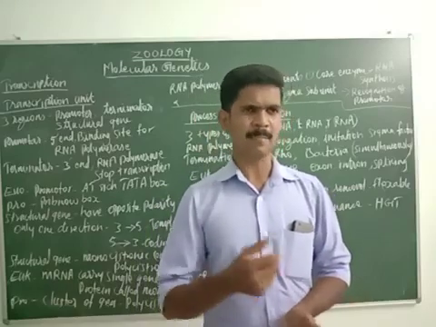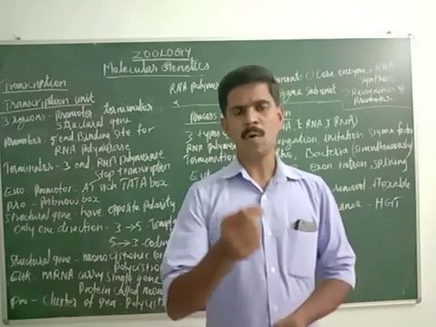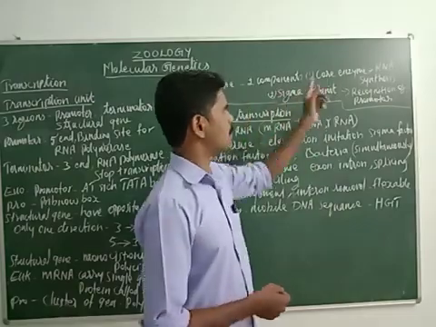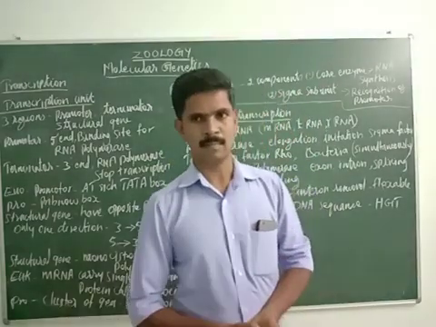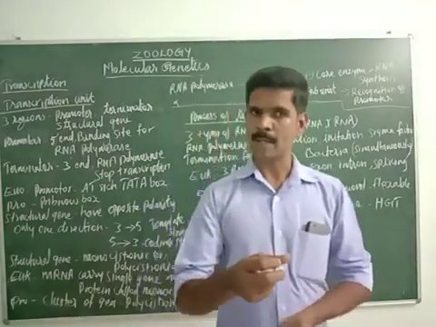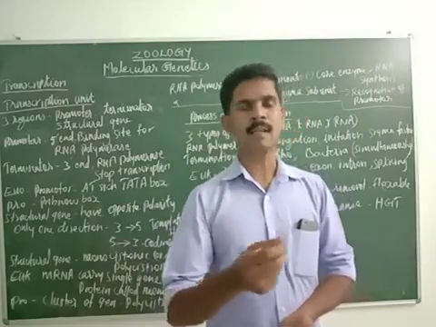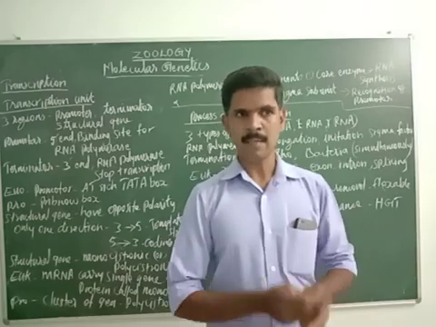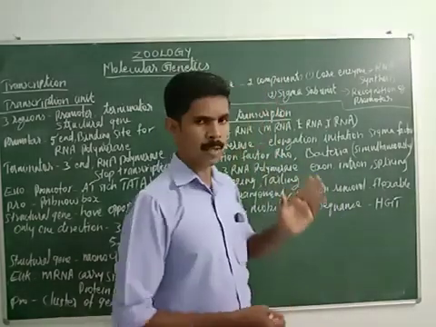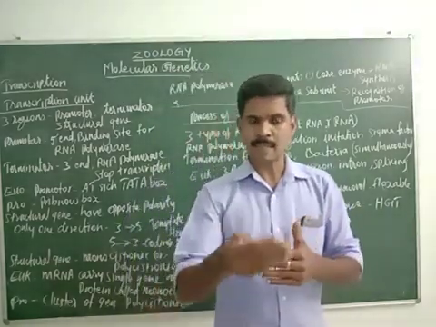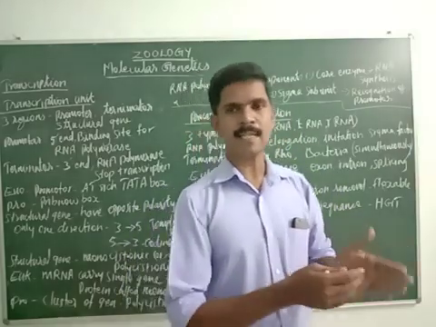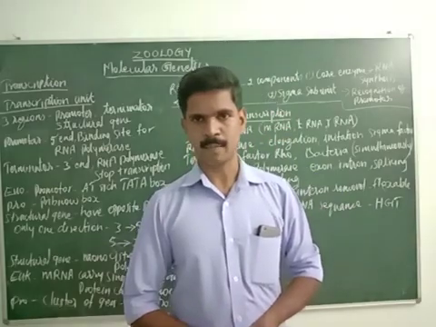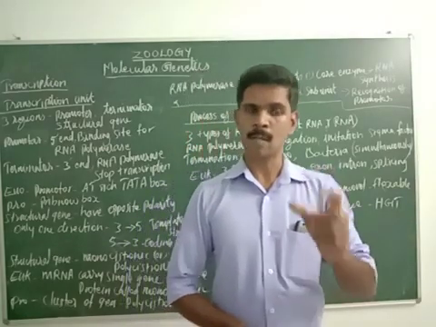Then, next point: the core enzyme, as I told you, the first component of this RNA polymerase. The core enzyme moves ahead, manufacturing the RNA and leaving the sigma subunit. Understand? Hope you understood this point.